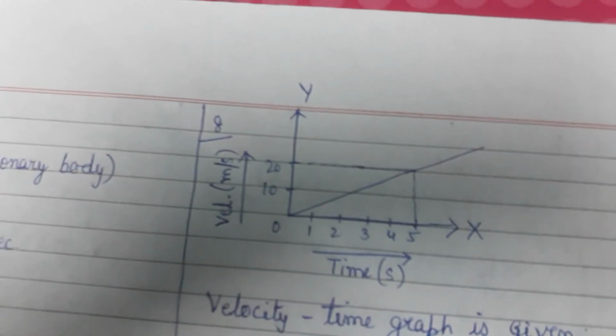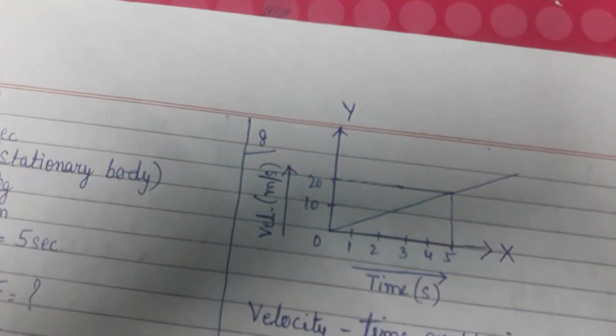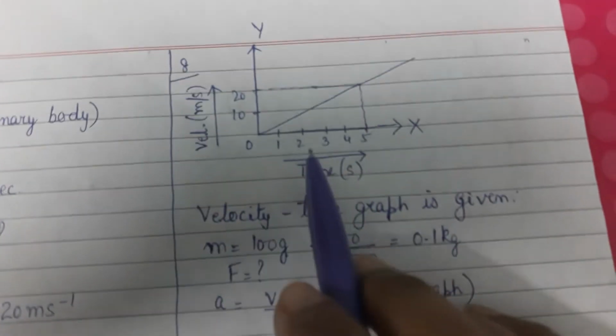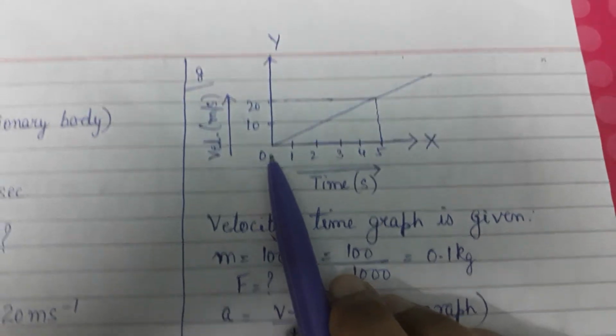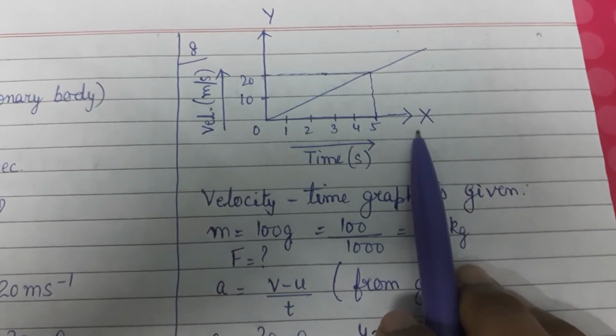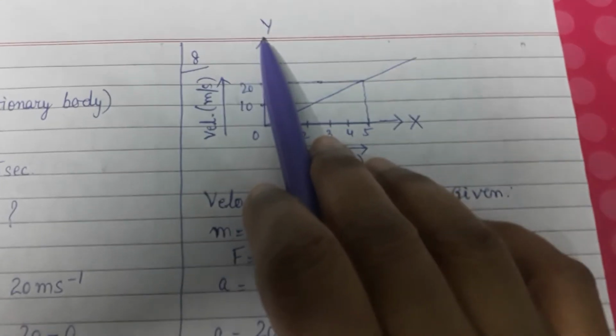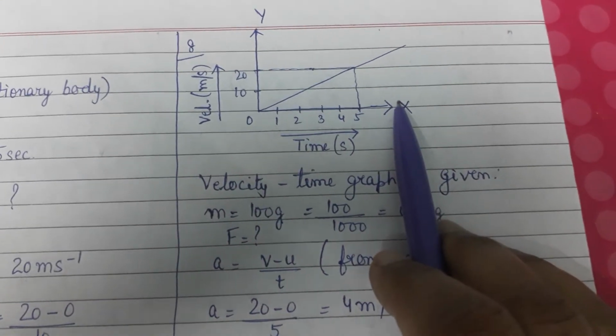Okay, children. Now we move on to the eighth numerical problem. It is a slightly different numerical. Here a graph is given to you, right? In the book, the graph is given. I have drawn it for you. It is a velocity time graph, right? You have velocity on the y-axis and you have time on the x-axis.